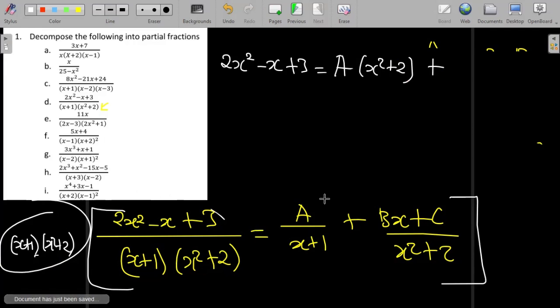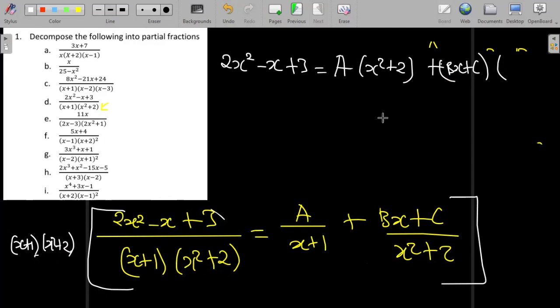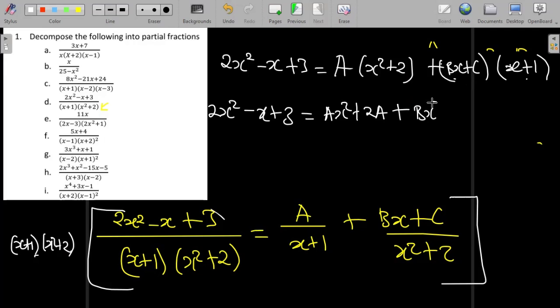plus, okay, this multiplied by this. The x squared plus 2 will cancel, so I remain with bx plus c and then multiplied by x plus 1. Okay, so now let's expand the right-hand side. So on the right-hand side, we're going to have ax squared plus 2a, plus here we're going to say bx multiplied by this to be bx squared, bx multiplied by 1 to be plus bx, and then c multiplied by x to be cx, and then c multiplied by 1 to be plus c.